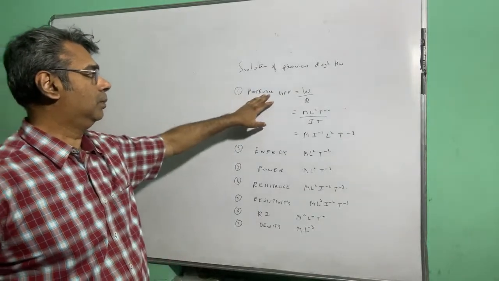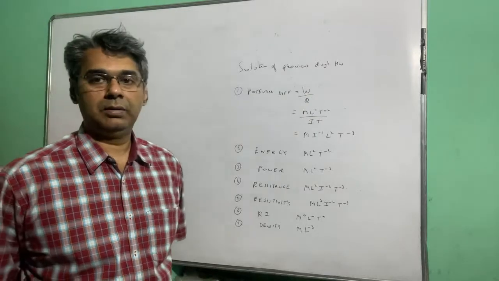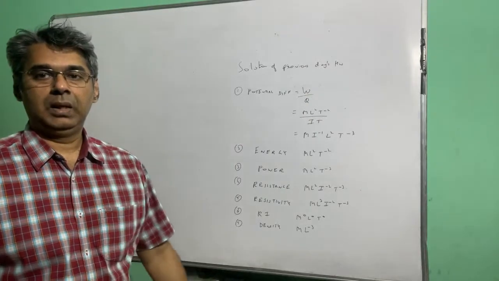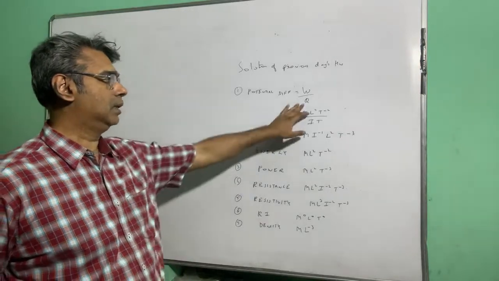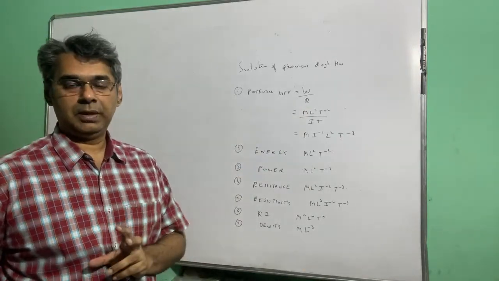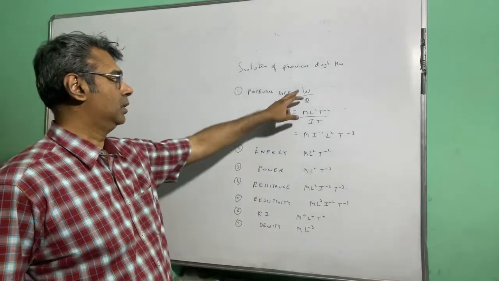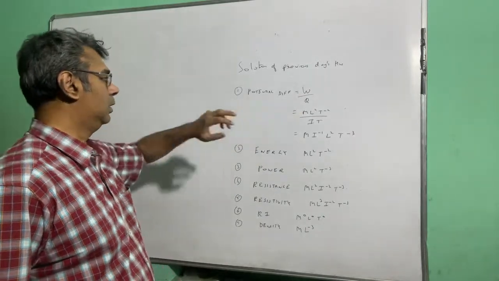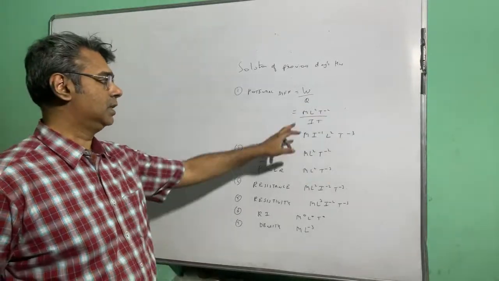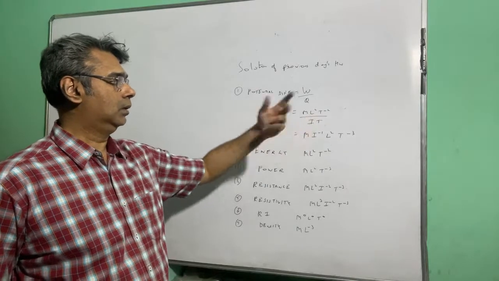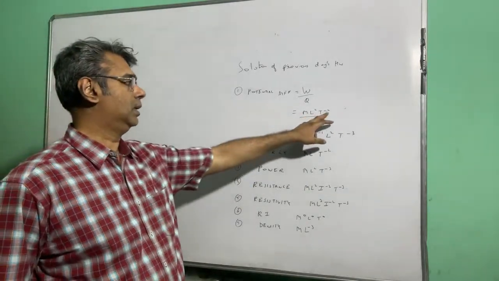So first of all, potential difference. Potential difference is actually work done in transmitting a charge between 2 points divided by the charge. So it is W by Q. Work done is force into displacement. Force is mLT minus 2. So work done will be that multiplied by L, so mL square T minus 2.